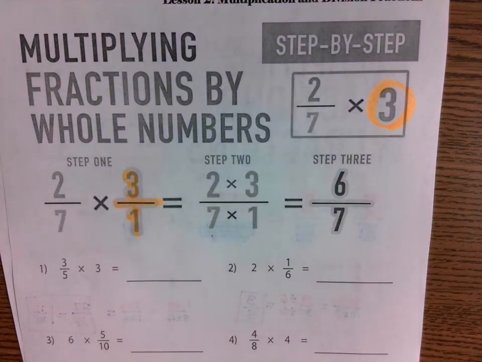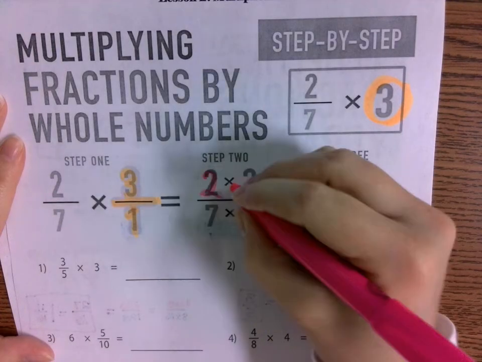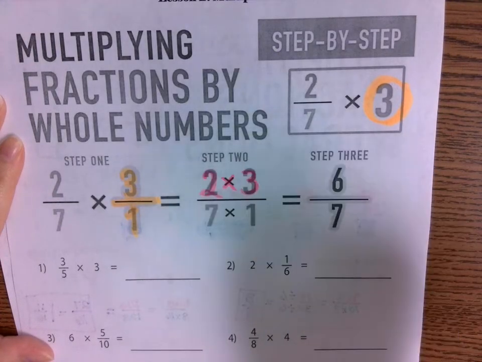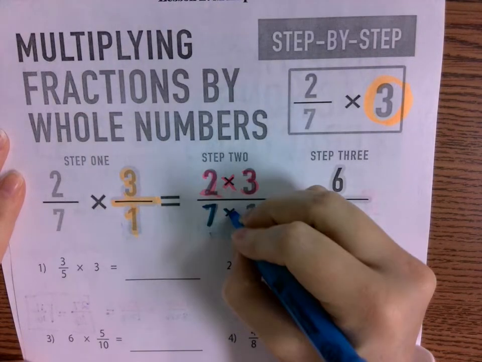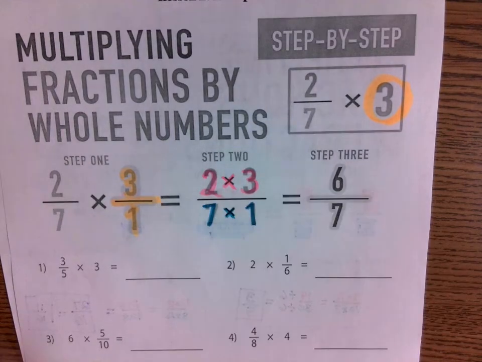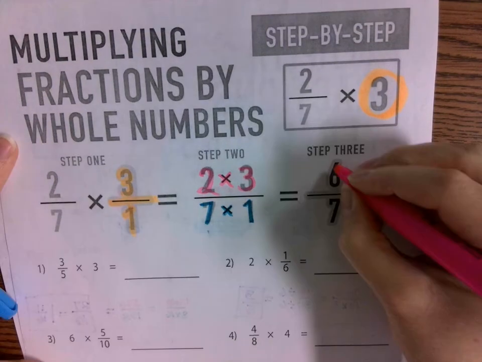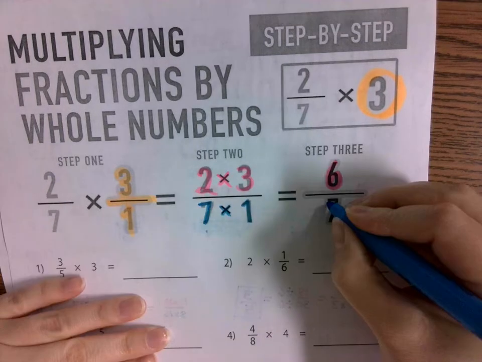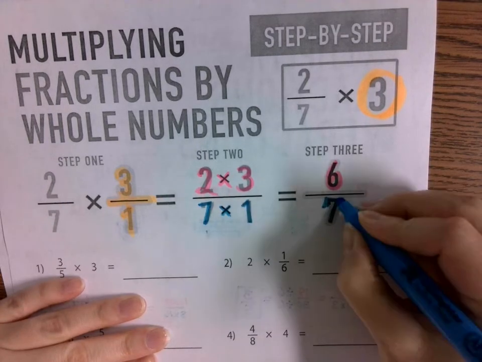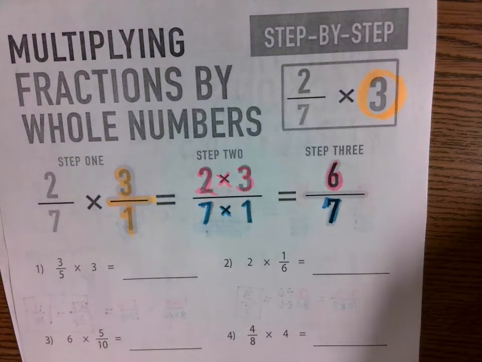We would do 2 times 3 for the top, 7 times 1 for the bottom. 2 times 3 would come out to 6, and then 7 times 1 would come out to 7. Okay? So you convert into fraction form first, then you just multiply like normal.